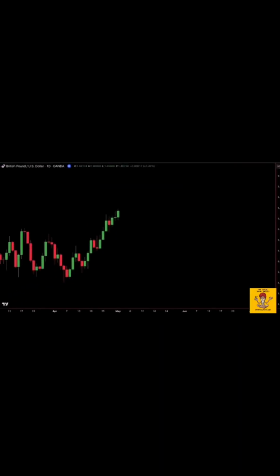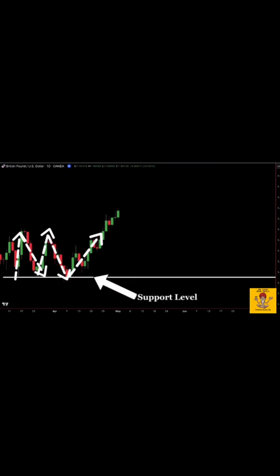Look at this chart. You can see the market hits the level and reverses, pulls back, hits it again and reverses, then pulls back once more, hits it a third time and reverses. Now we have a clear support level forming.